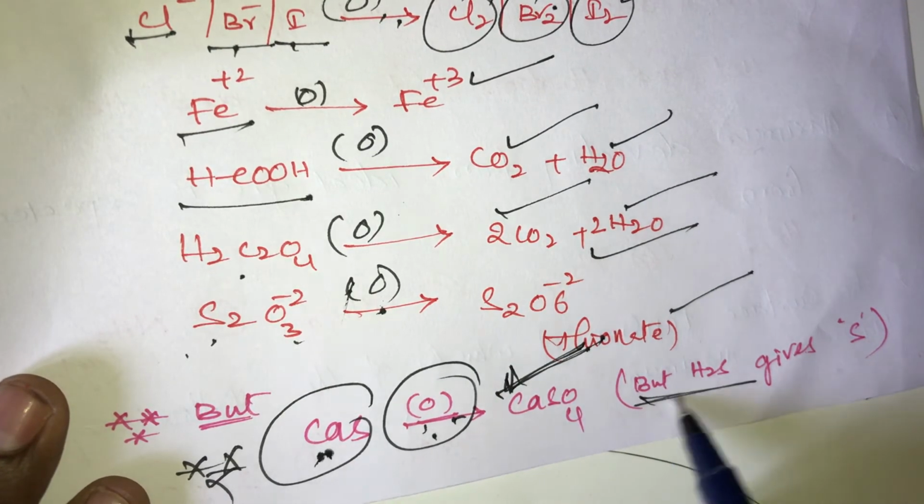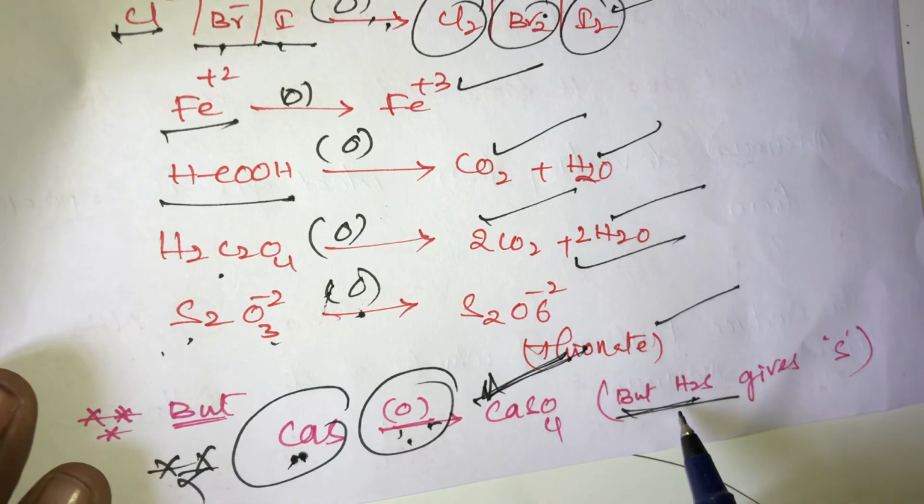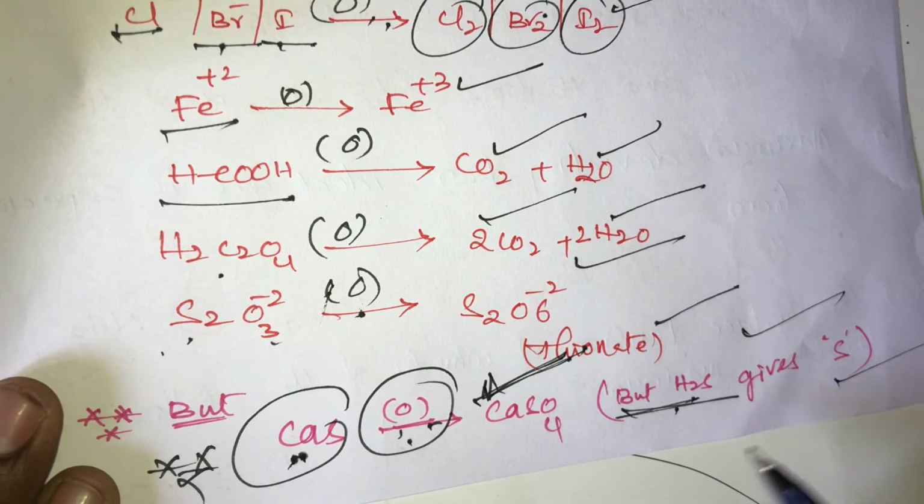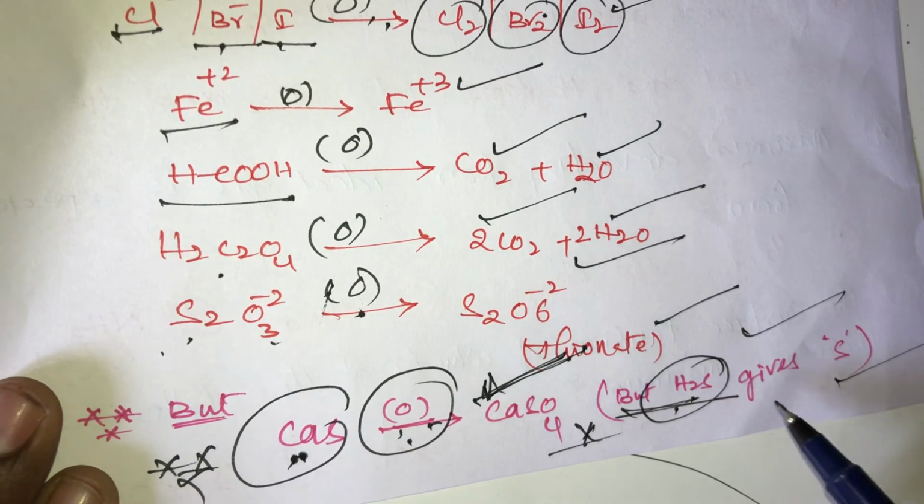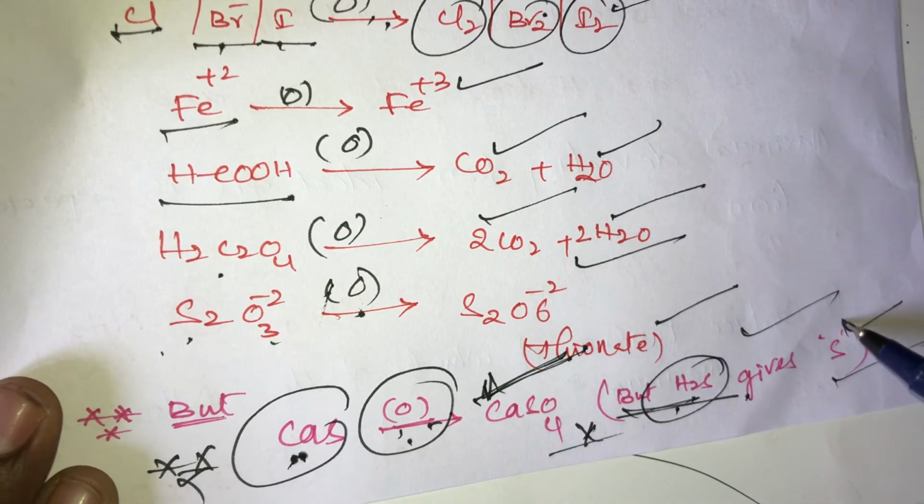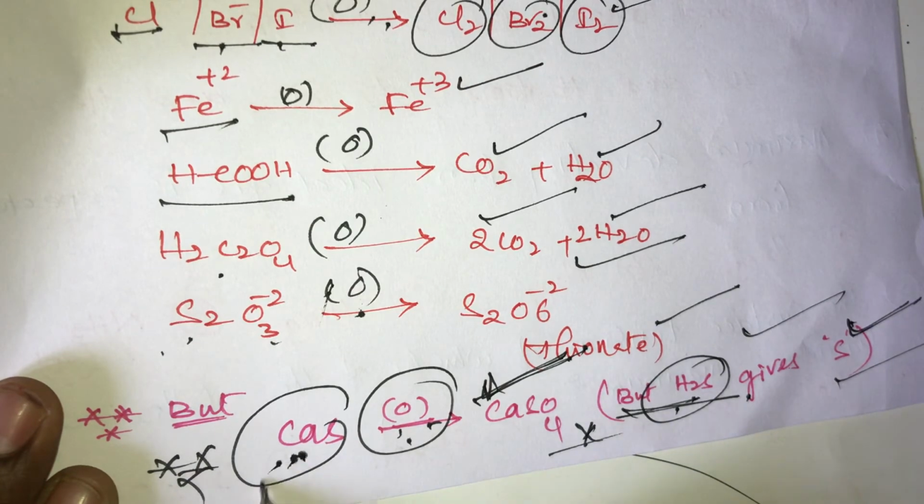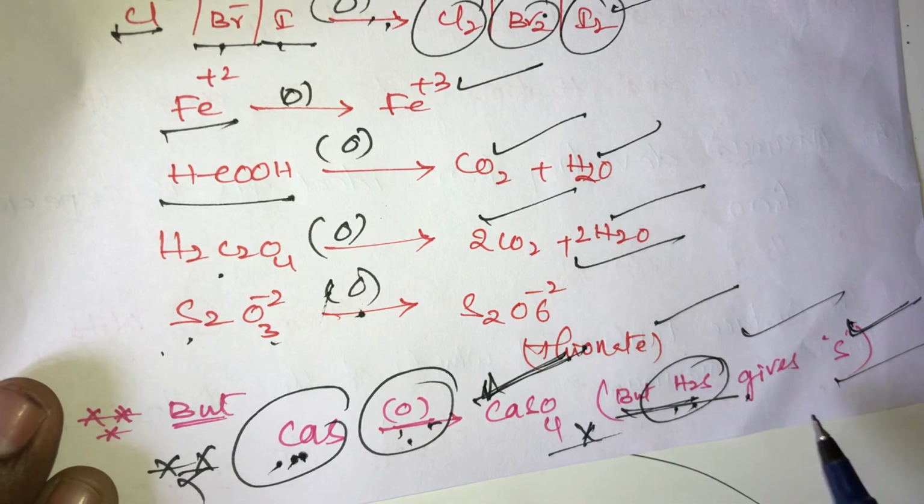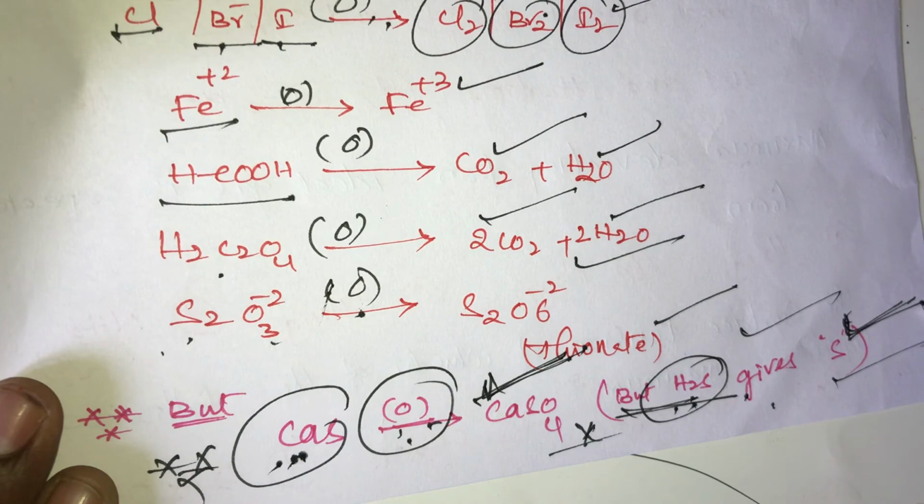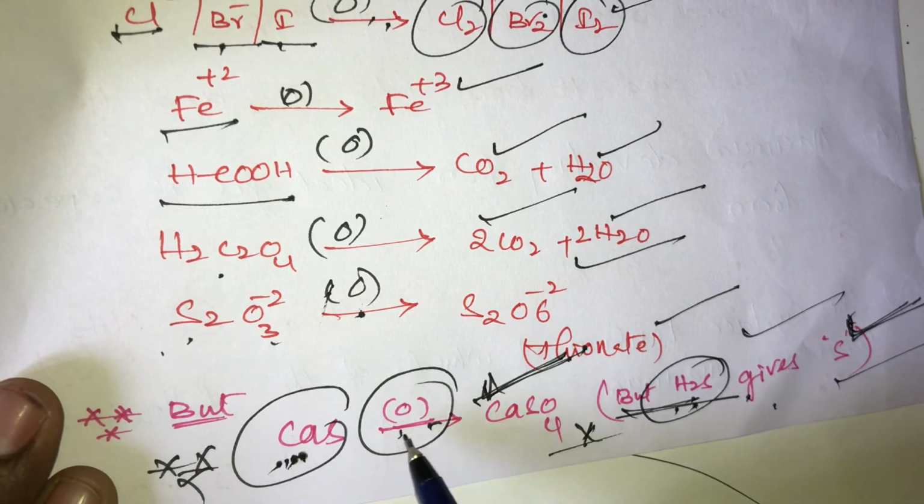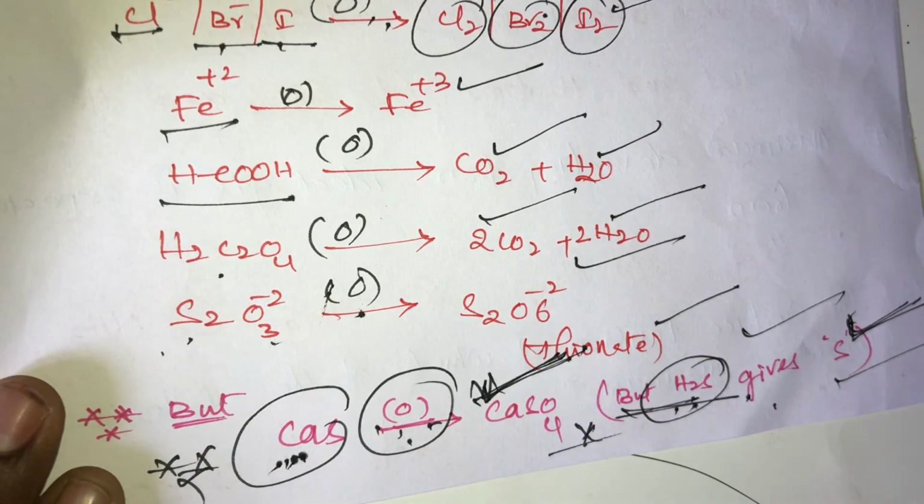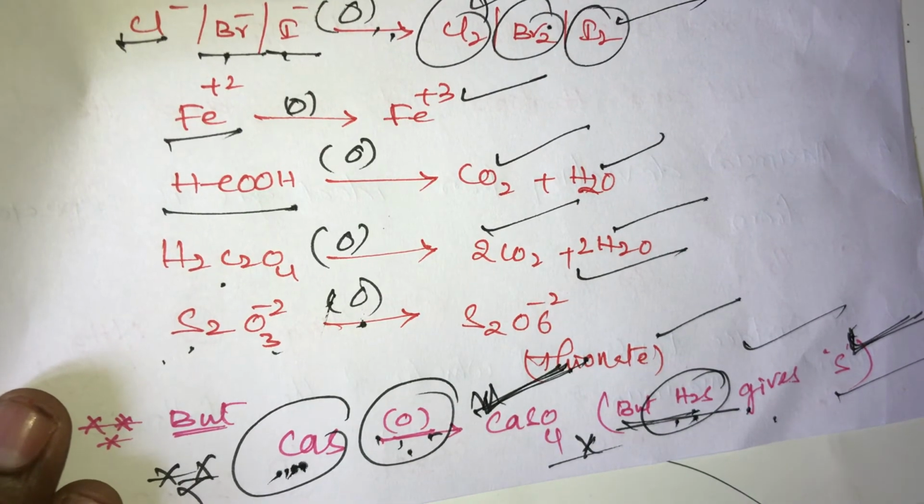But H2S, hydrogen sulfide, gives only sulfur. It is very important, student. H2S on oxidation gives pure sulfur, but calcium sulfide on oxidation gives calcium sulfate. It is a very important simple trick, student.